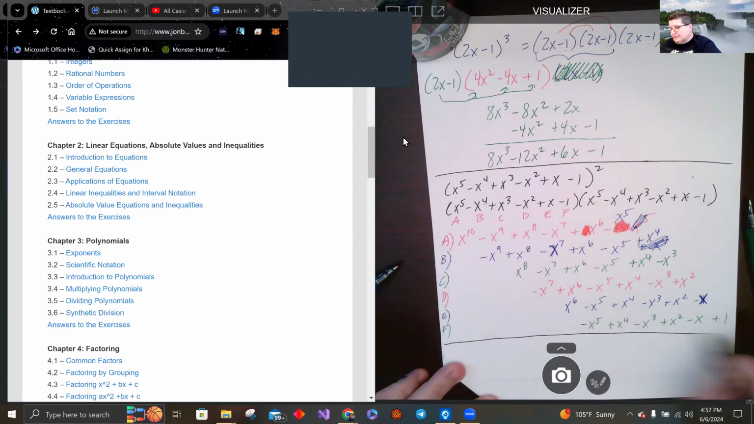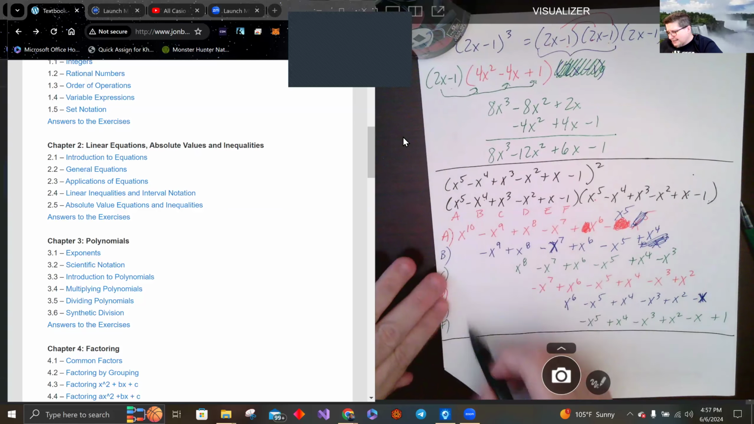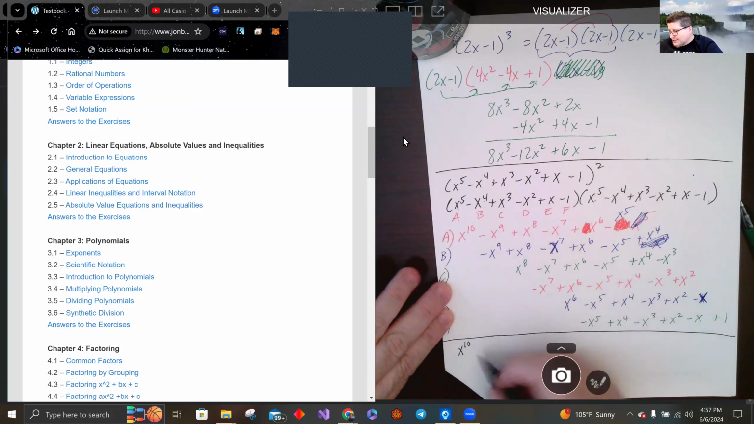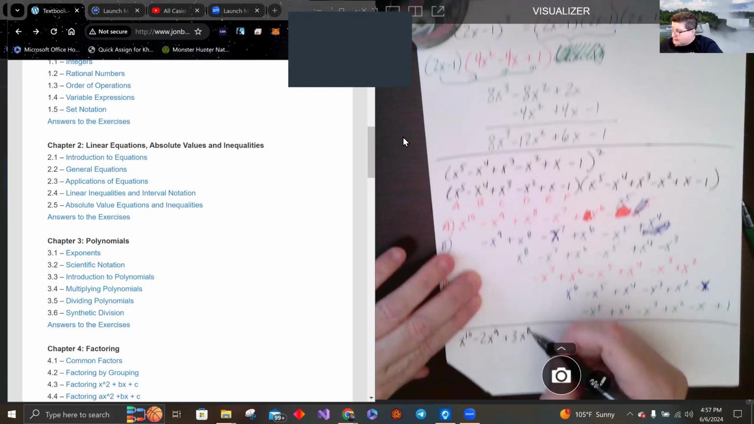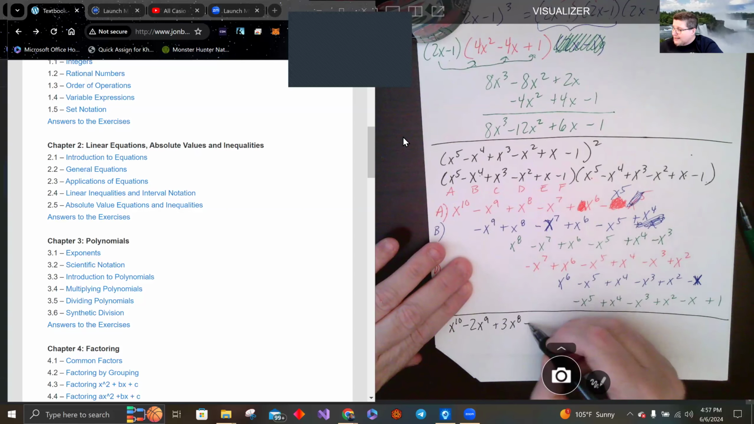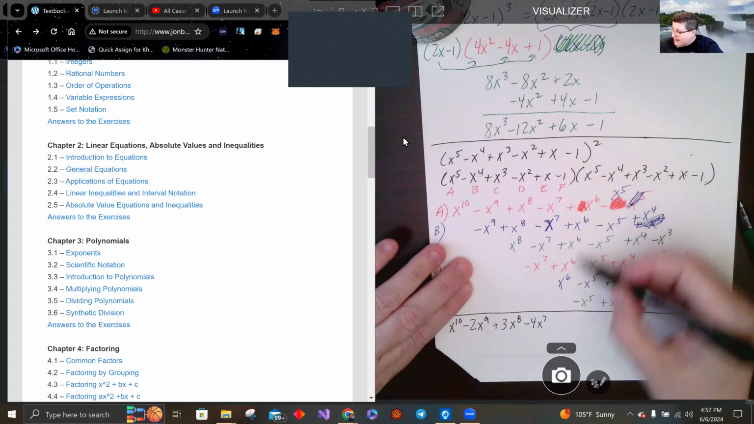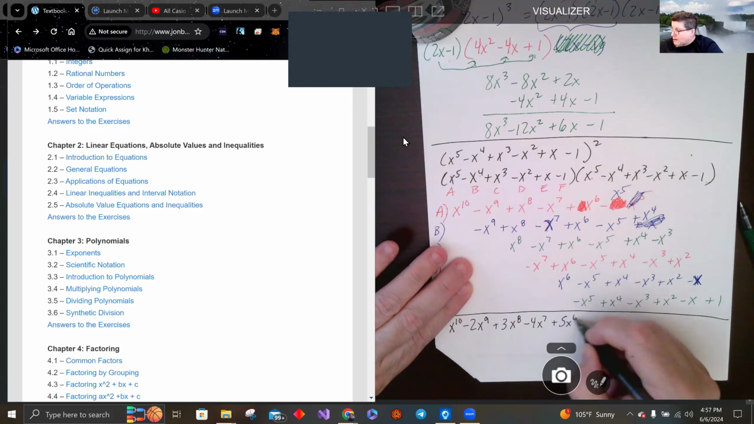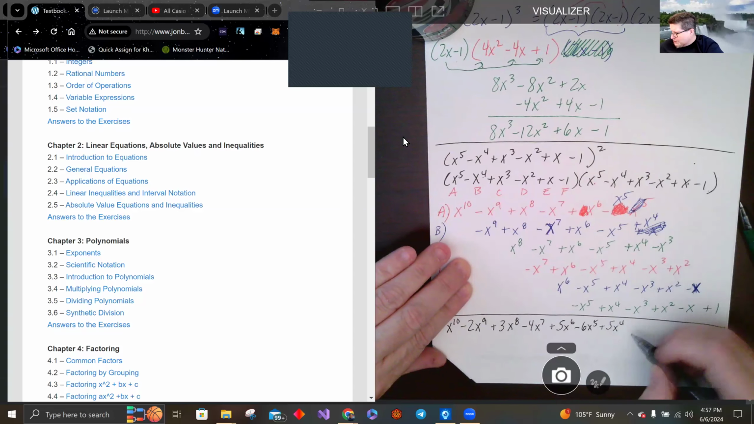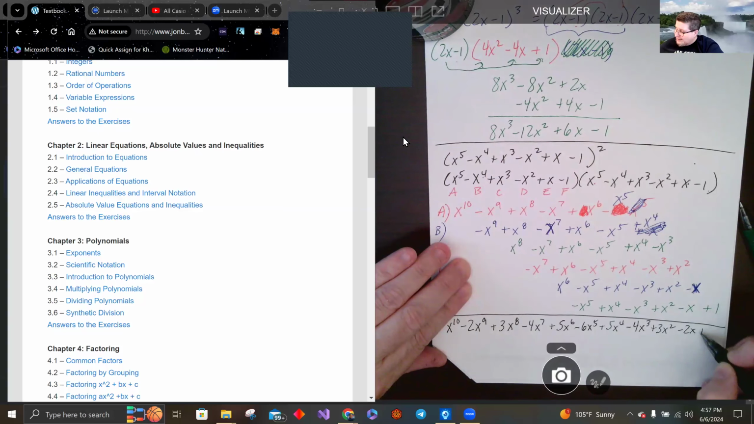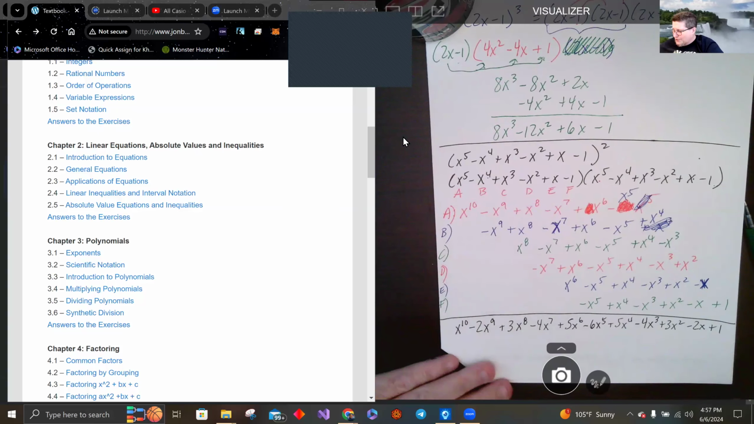All right, when I add vertically, I have 1x to the 10th. I have minus 2x to the 9th. I have plus 3x to the 8th. I have minus 4x to the 7th. Plus 5x to the 6th. Minus 6x to the 5th. Plus 5x to the 4th. Minus 4x cubed. Plus 3x squared. Minus 2x plus 1. It's kind of neat. 1, 2, 3, 4, 5, 6, and then back down. 5, 4, 3, 2, 1.